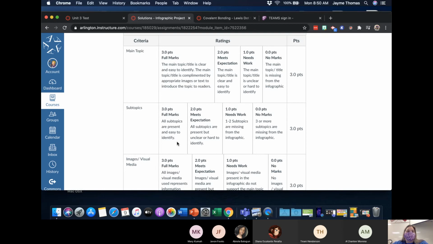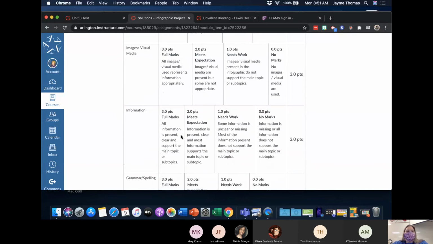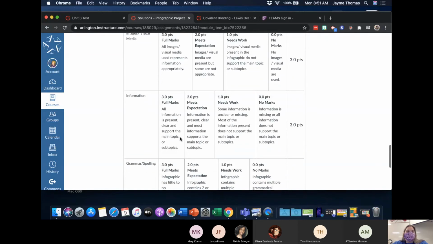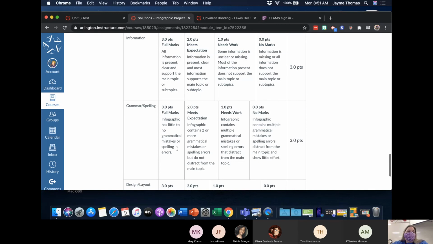Images and visual media, all your images and visual media used represent the information appropriately. So notice that if you're just sticking random pictures on there, but some of them don't really relate, you're only going to get it here into that 2-point range, not the 3-point. Your information, all your information, this is like your text and your other information. It's present, clear, and it supports either your overall main topic of solutions or it supports the subtopic that it's in. Okay.